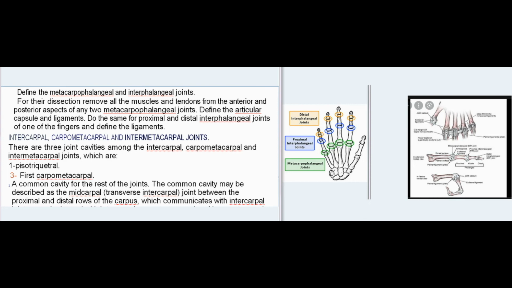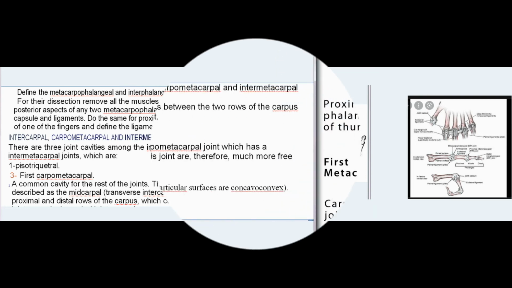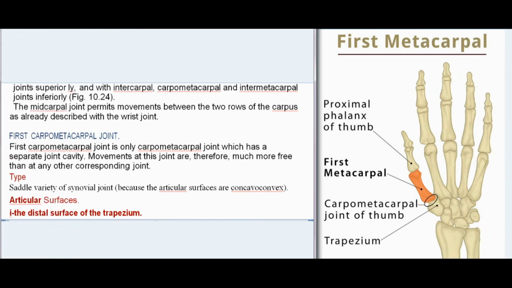There are 3 joint cavities among the intercarpal, carpometacarpal, and intermetacarpal joints: 1. pisotriquetral, 2. first carpometacarpal, 3. a common cavity for the rest of the joints. The common cavity may be described as the midcarpal, transverse intercarpal joint between the proximal and distal rows of the carpus, which communicates with intercarpal joints superiorly, and with intercarpal, carpometacarpal, and intermetacarpal joints inferiorly, Fig 10.24.